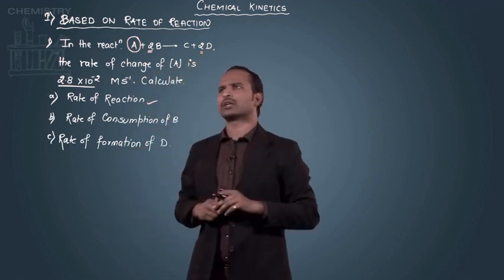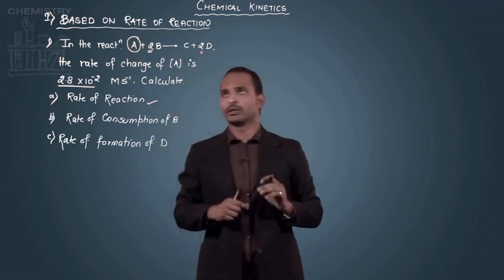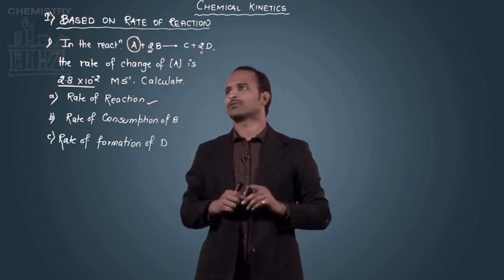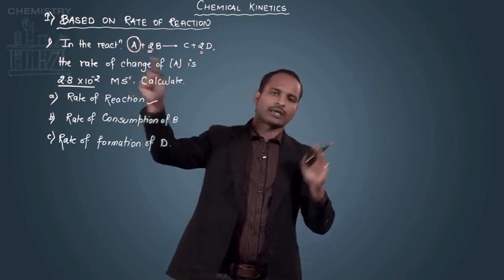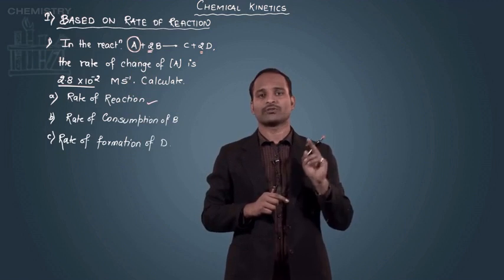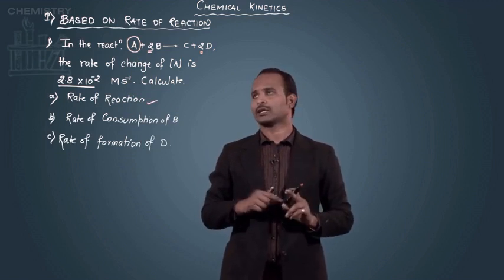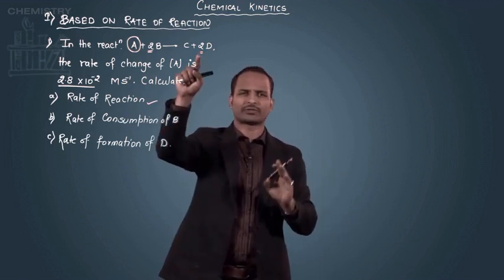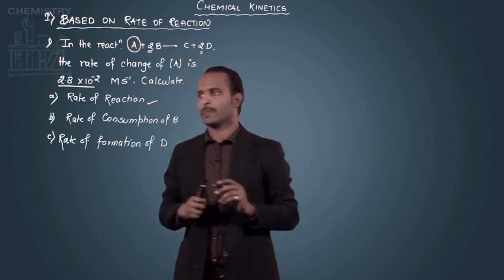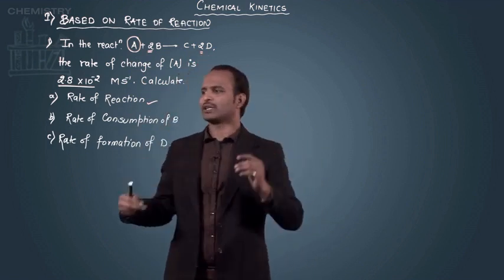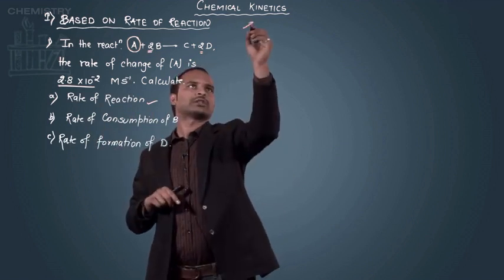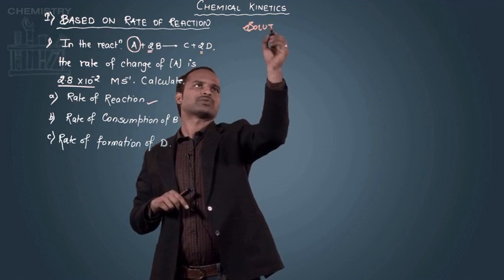So the rate of formation of D is going to be double the rate of consumption of A, or double the rate of reaction, because the rate of reaction is always written for 1 mole of reactant. If it is 2 moles, it is double the rate of reaction. So directly we can write the answer without solving anything. Now suppose if I wanted to solve, then how is it solved? So, the solution part.